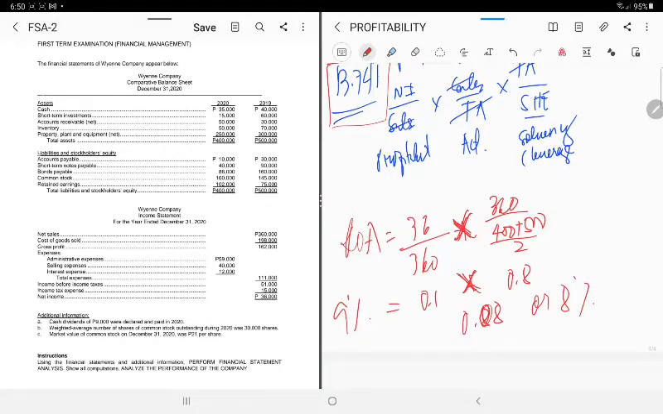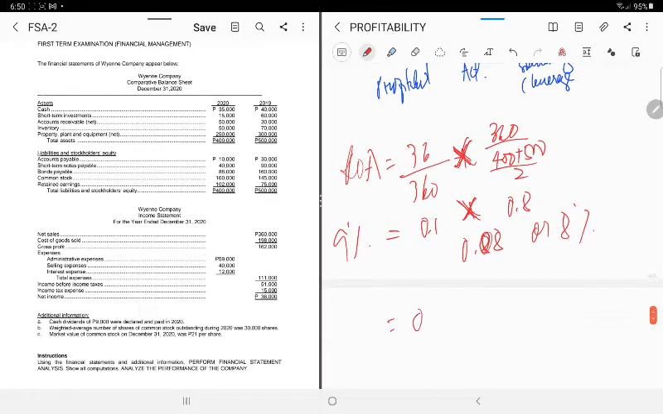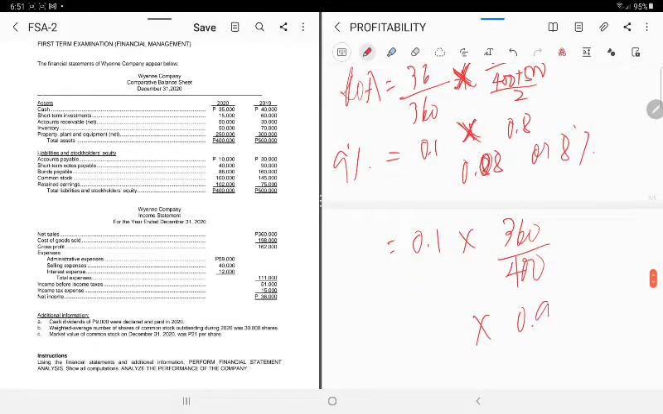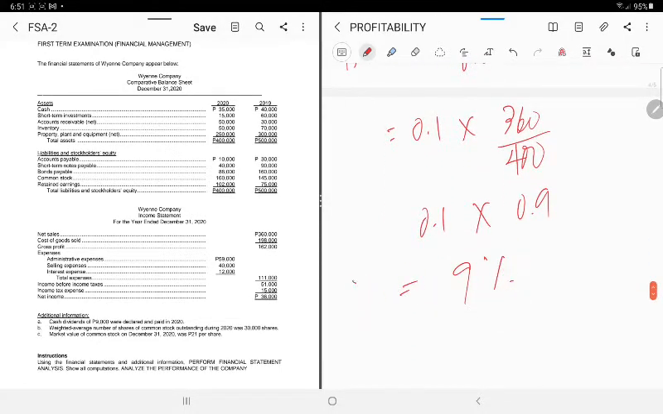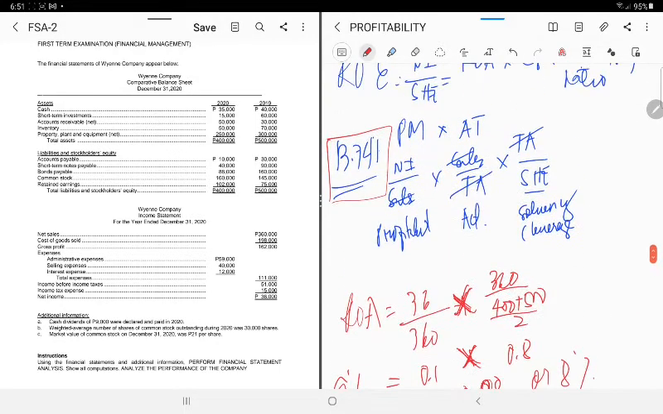Let's try not to average. Kuha natin ang sagot. 0.1 times 360 divided by 400. Kasi di ba tayo nag-average sa taas. So, makukuha natin dito 0.9, 0.1. This will be equal to 9%. Kasi hindi tayo nag-average sa taas. So, parehas. Ganun din ang kalalabasan class kapag ginamit natin ito sa return on equity.